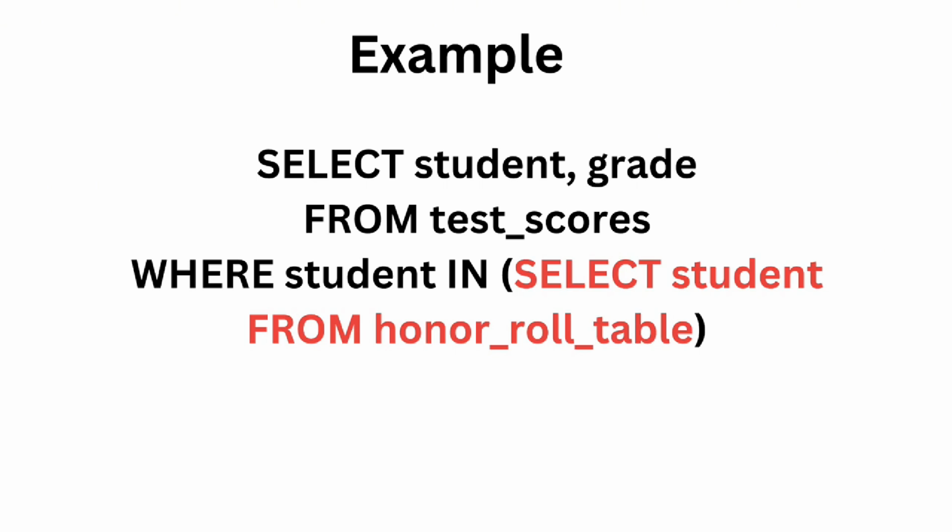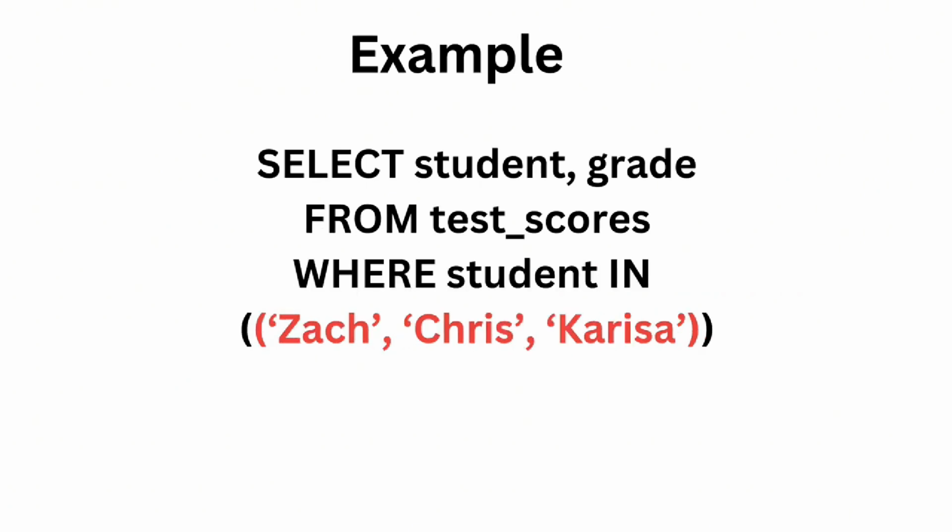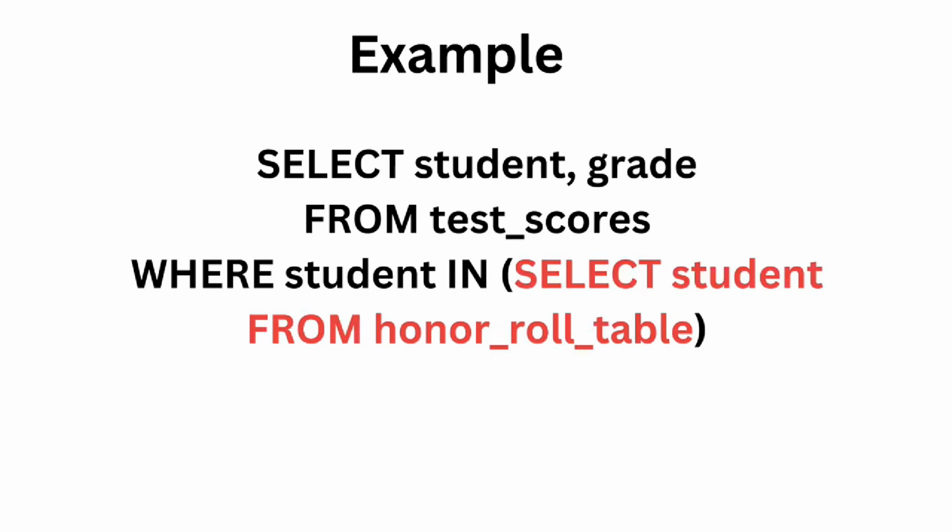So we could, in our subquery, say, select the student name from the honor roll table, and then that will yield back some results of the student names. For example, let's say Zach, Chris, and Carissa are the students in the honor roll. And then, after that subquery is done executing, we can say, select the student and their grade from test scores where the student is in this list of students. So note here, this seems to follow along very similar to a join, but sometimes, especially for complex queries, it's easier to think of them as a subquery.